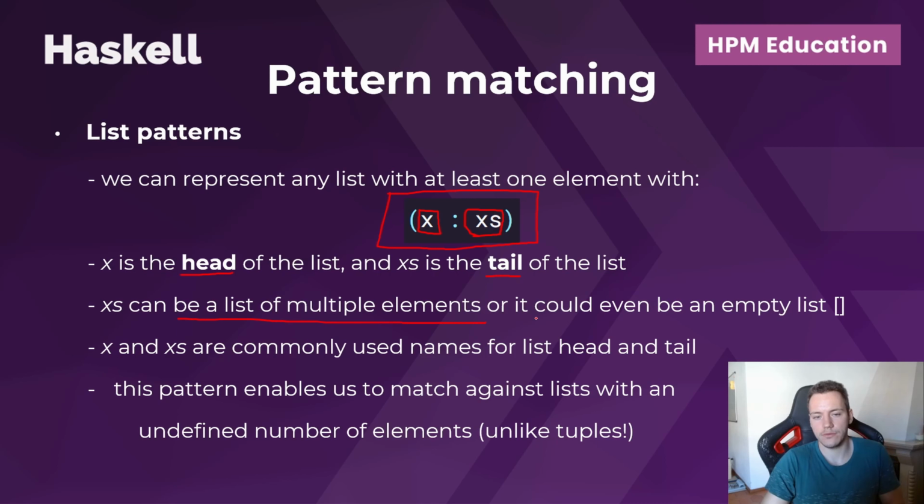So if we have a list of, for example, 1, 2, 3, if we apply this pattern to it, then x will be 1 and xs will be 2, 3, a list of 2, 3.